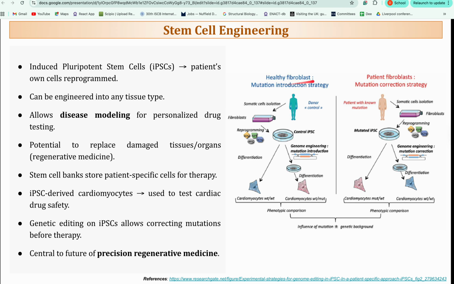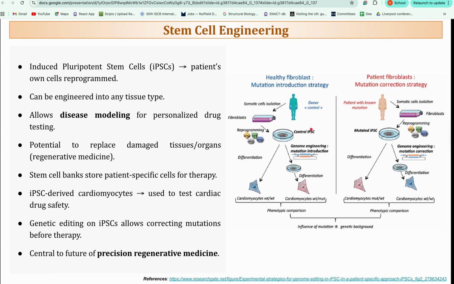Now let's see the healthy fibroblast and the patient fibroblasts. In healthy fibroblast, the mutation introduction strategy. This is a donor, also known as control. From him, we collect the somatic cells and we convert them into fibroblasts after reprogramming with SOX2. These are some of the proteins or factors which are provided for the reprogramming of these fibroblasts into the control iPSCs, which are induced pluripotent stem cells.